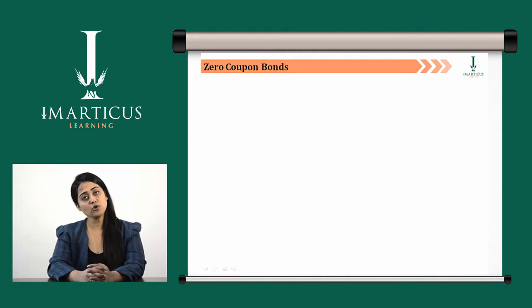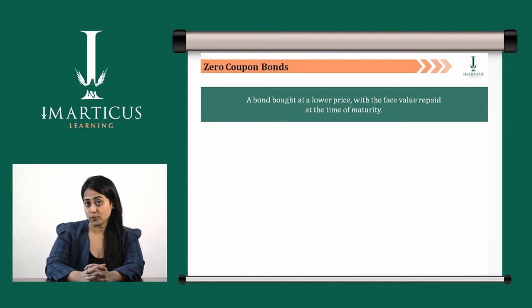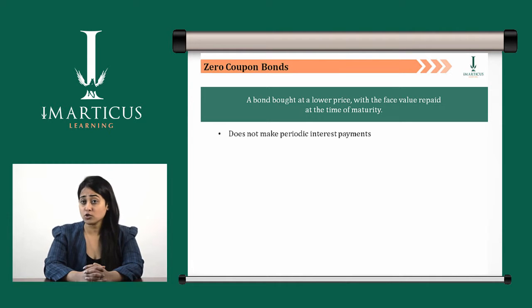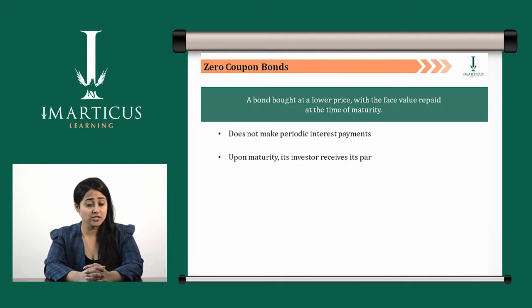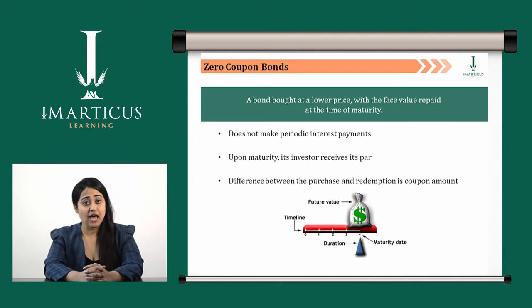First, we have zero coupon bonds. A zero coupon bond is a bond bought at a lower price. It is issued at a discount with the face value repaid at the time of maturity. That is, it is redeemed at par. It does not make periodic interest payments, or so-called coupons, hence the term zero coupon bond. When the bond reaches maturity, its investor receives its par or face value. The difference between purchase and redemption is the coupon amount.